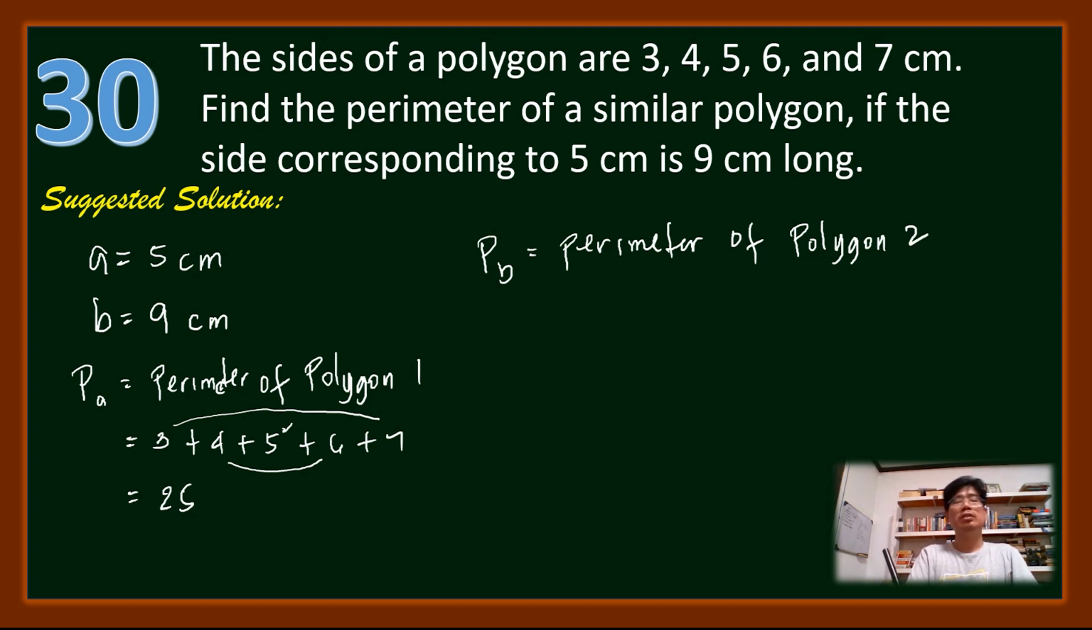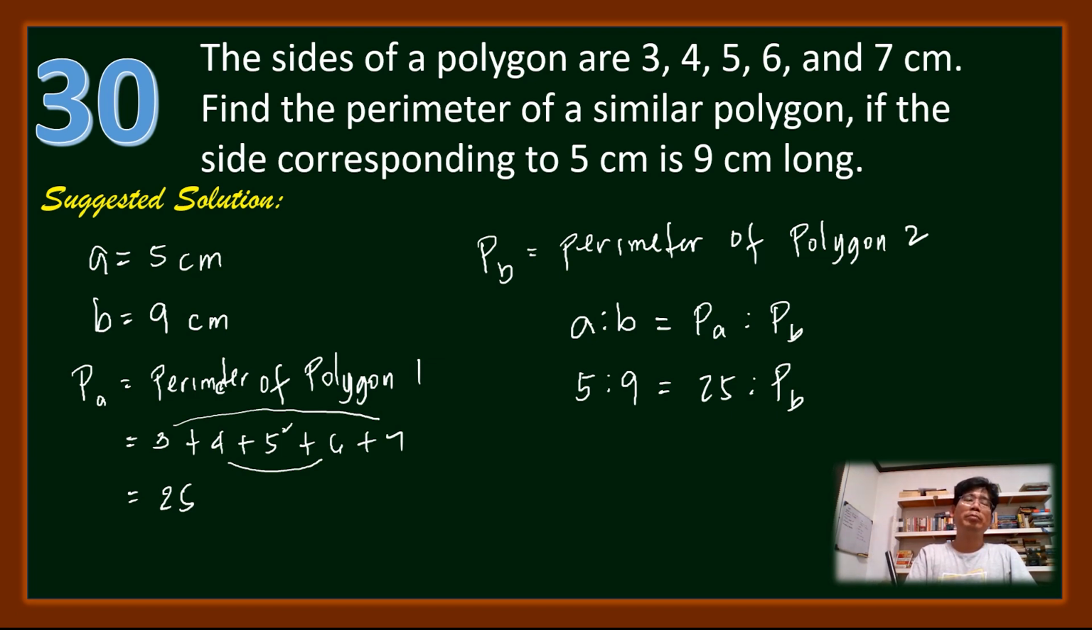So as I have mentioned, if two polygons are similar, the ratio between their corresponding sides, A to B, is equal to the ratio between their perimeters, P sub A is to P sub B. Let us substitute the values. A equals 5, B equals 9. Perimeter of polygon 1 is 25, and we're looking for the perimeter of polygon 2.